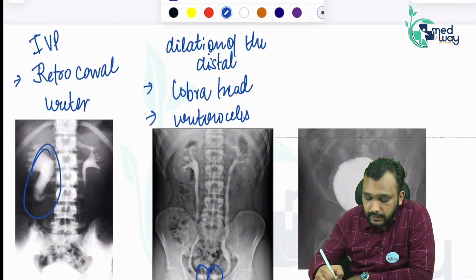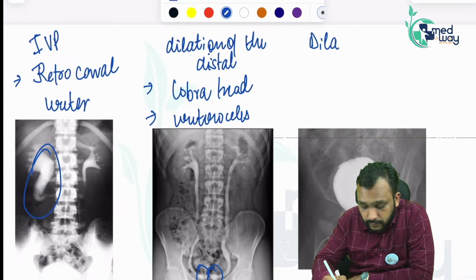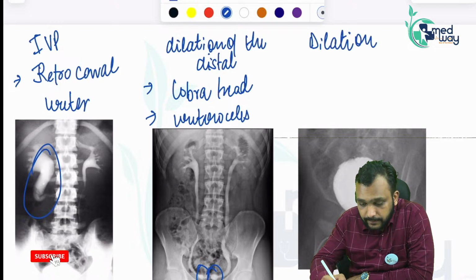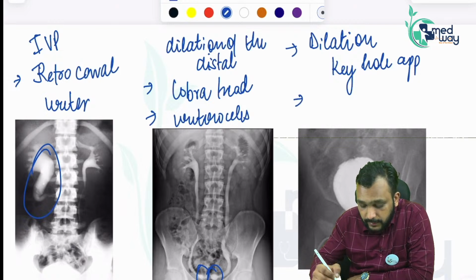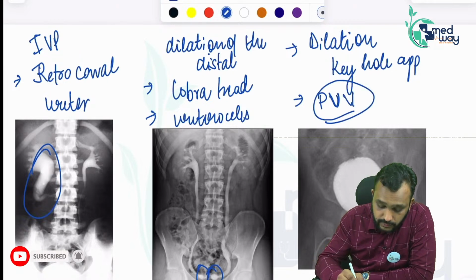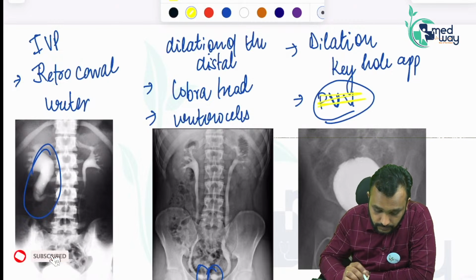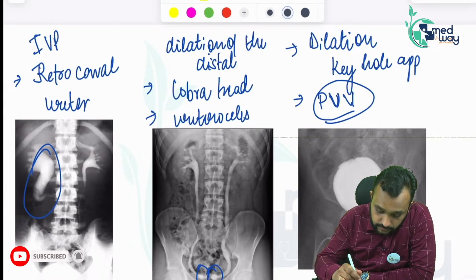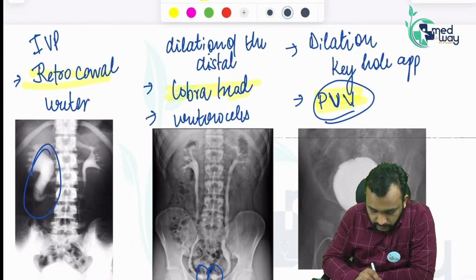Right? In the third image, we can see there is dilatation of the posterior urethra, giving the keyhole appearance. So this keyhole appearance of the posterior urethra is seen in posterior urethral valve. Posterior urethral valve, cobra head appearance and retrocaval ureter.